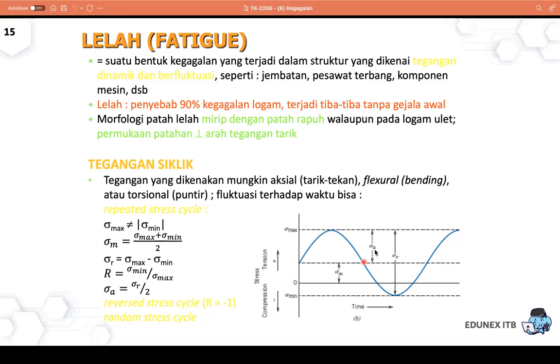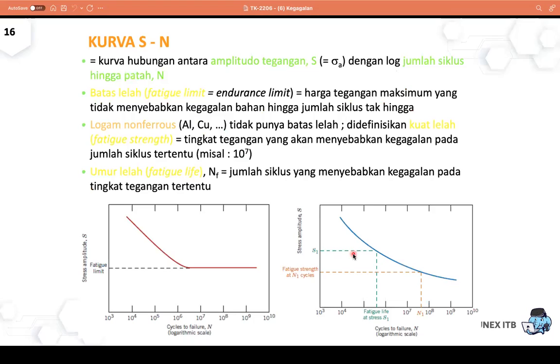Okay, so the maximum one is called sigma max, and the sigma m is the mean, the maximum plus the minimum divided by 2. Sigma R, the stress range, is defined as the maximum minus the minimum, and the ratio R is sigma minimum divided by sigma maximum, and sigma a, the stress amplitude, is sigma R divided by 2. Okay, that one there.